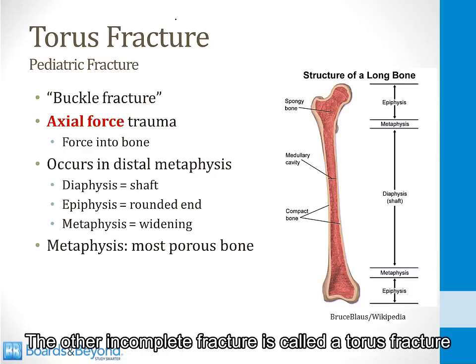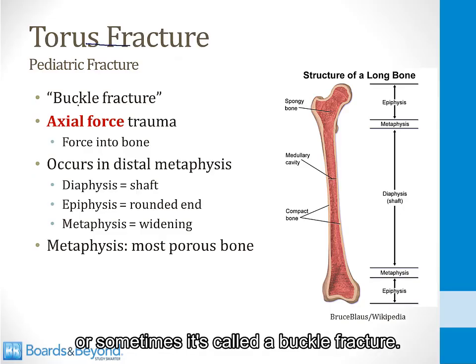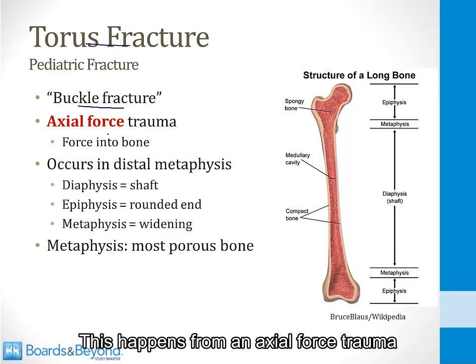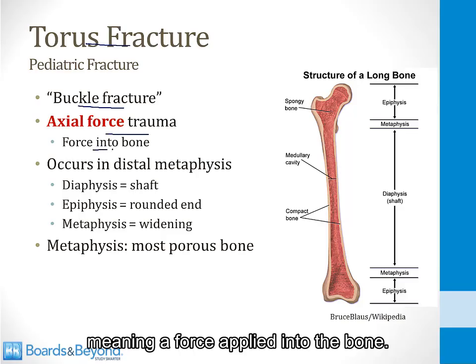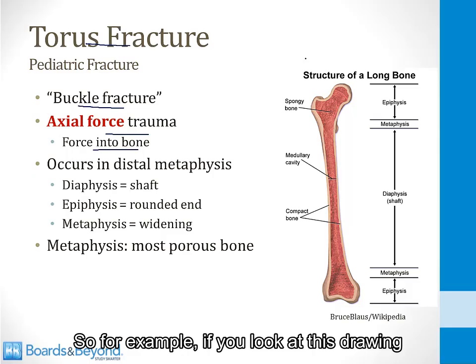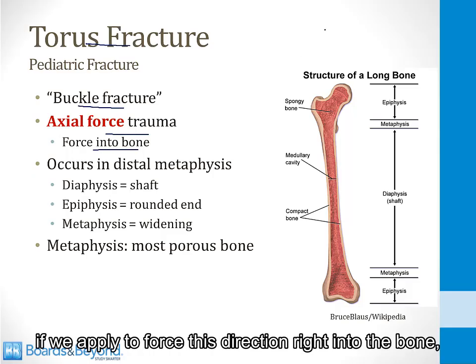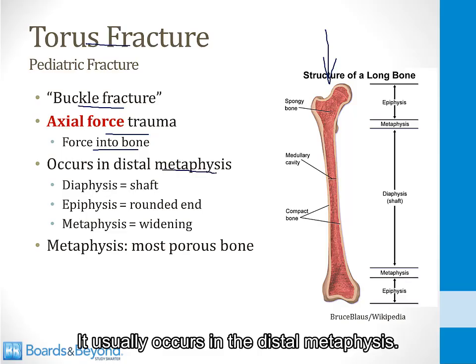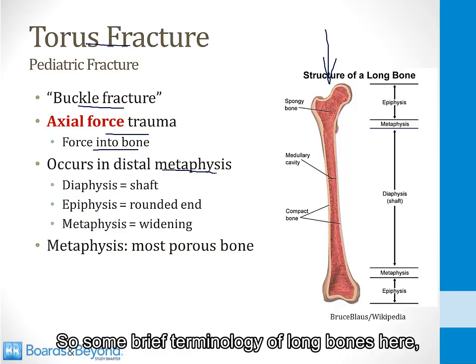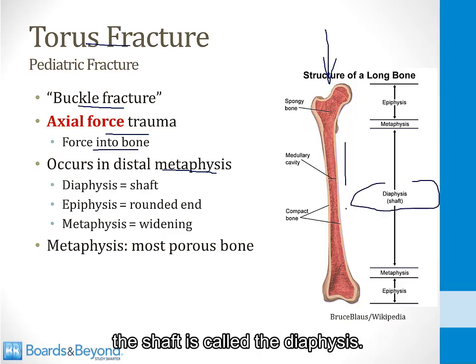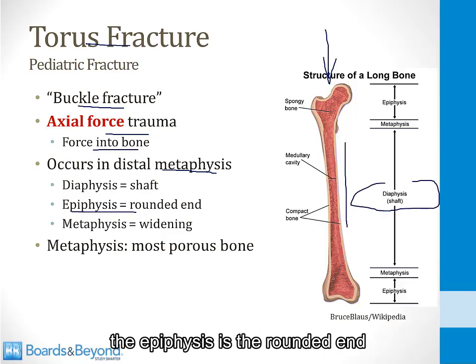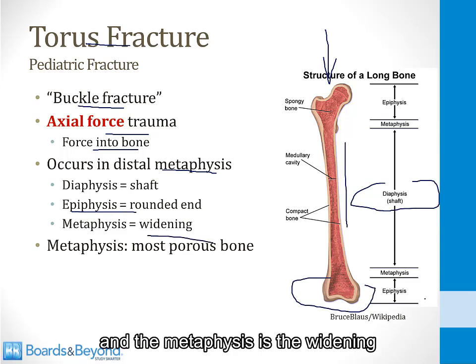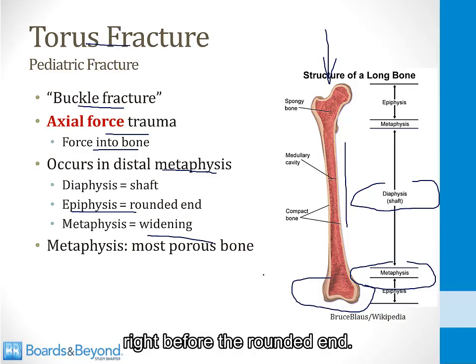The other incomplete fracture is called a torus fracture, or sometimes it's called a buckle fracture. This happens from an axial force trauma, meaning a force applied into the bone. So for example, if you look at this drawing of a bone on the screen here, if we applied a force this direction right into the bone, that's what causes a torus fracture. It usually occurs in the distal metaphysis, so some brief terminology of long bones here. The shaft is called the diaphysis, that's the long part here. The epiphysis is the rounded end, and the metaphysis is the widening right before the rounded end. And it's at this metaphysis that the torus fracture often occurs.